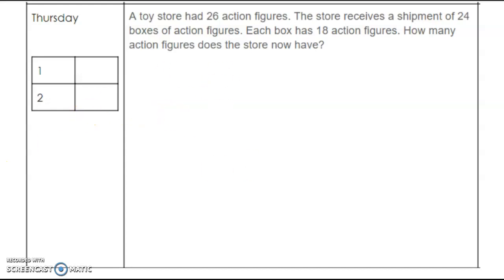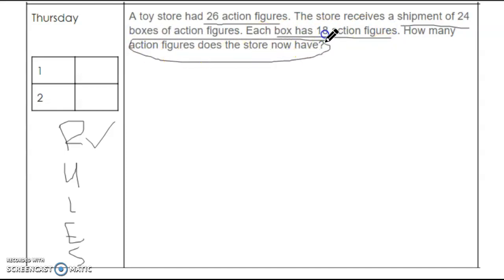Okay, so we've got a word problem here. So I'm going to write rules off to the side. R-U-L-E-S. I read it. Now we're going to underline. So we know that this toy store started with 26 action figures. Then they received a shipment of 24 boxes of action figures with 18 in each box. And we're going to circle our question. We want to know how many figures the store now has.